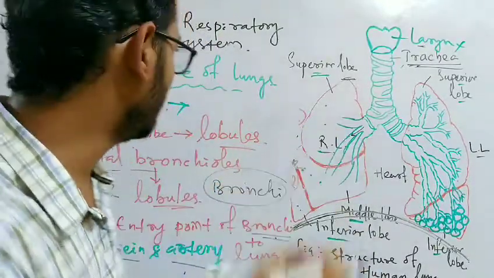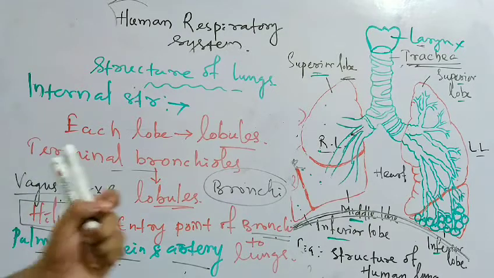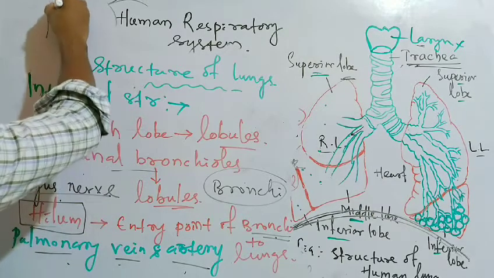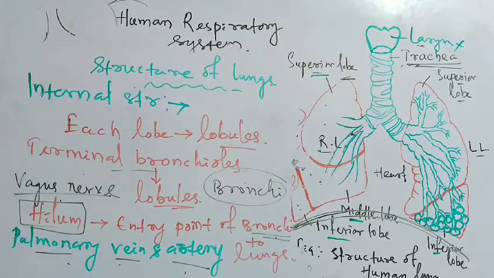Okay, so the terminal bronchioles finally divide again to form the respiratory bronchioles, which again divide to form the alveolar duct and finally reach the alveoli. So the alveolar duct expands to form atrium, and atrium leads to 2 to 5 alveolar sacs.